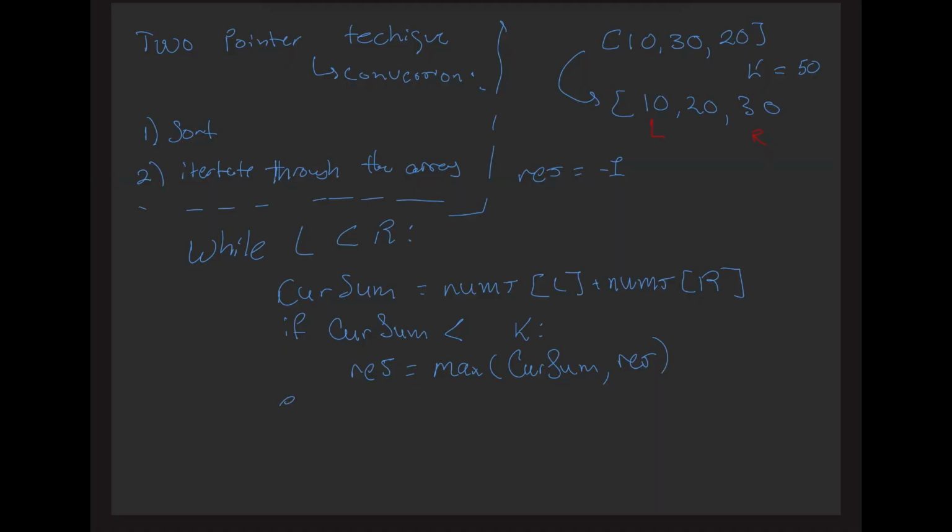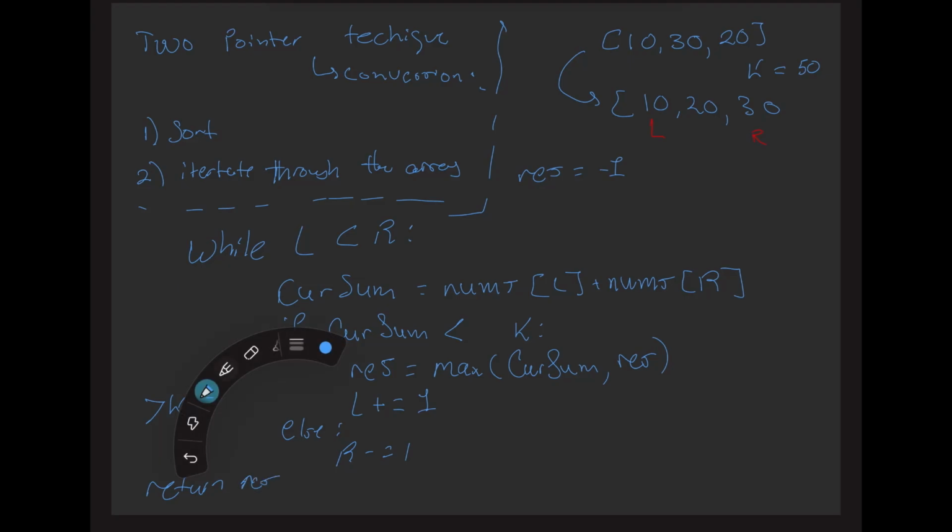Else, we have reached a point where we are greater than k, and we want to decrement. Oh, sorry. I should add, we have to also increment the left pointer here. So we're going to come here, and wait till the left pointer goes up. Else, we would like to decrement the right pointer, and then once the loop ends, we would like to return result.